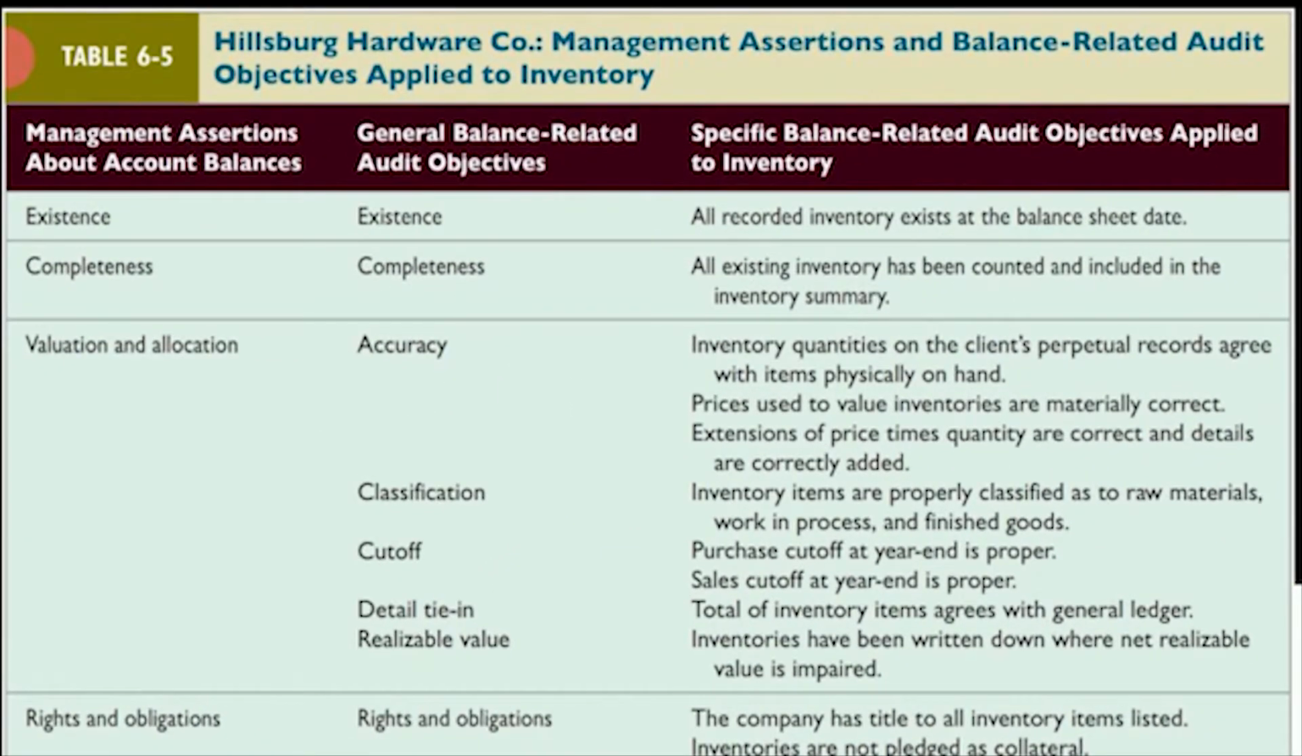Table 6-5 illustrates the relationship among management assertions, the general balance-related audit objectives, and specific balance-related audit objectives as applied to inventory for Hillberg Hardware Co. Notice that there is a one-to-one relationship between assertion and objective, except for the valuation and allocation assertion. The valuation and allocation assertion has multiple objectives because of the complexity of valuation issues and the need to provide auditors with additional guidance for testing valuation.